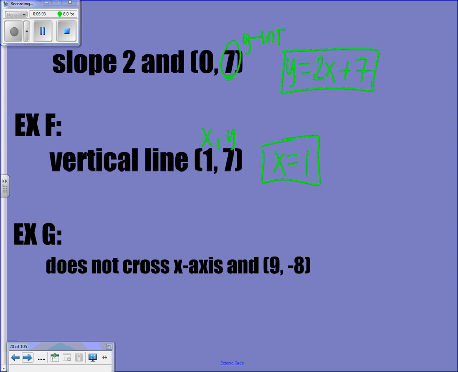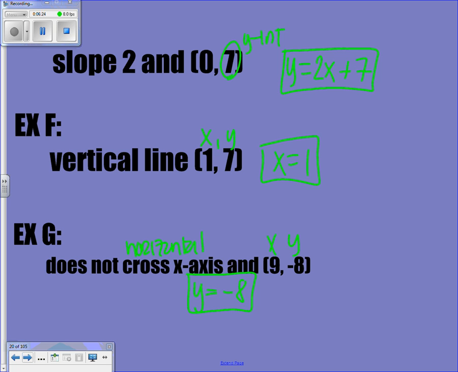Example G, write the equation of a line that does not cross the x-axis. So if it doesn't cross the x-axis, that means it's a horizontal line. And a horizontal line is a y equals, so again, here's my x, y, so y equals -8.